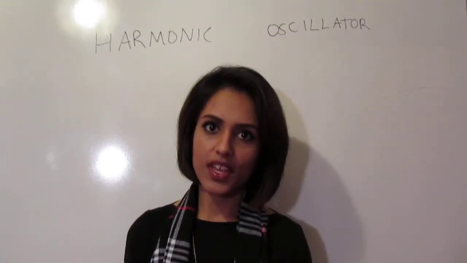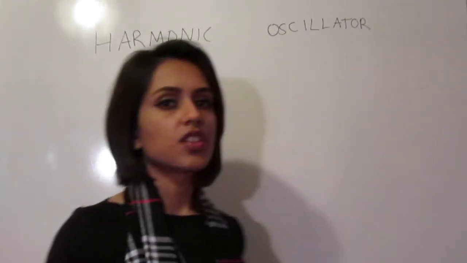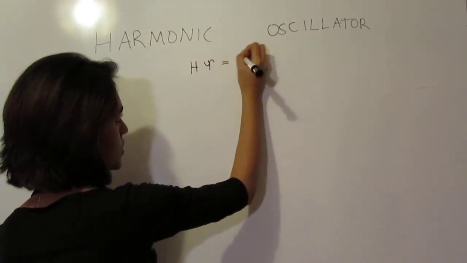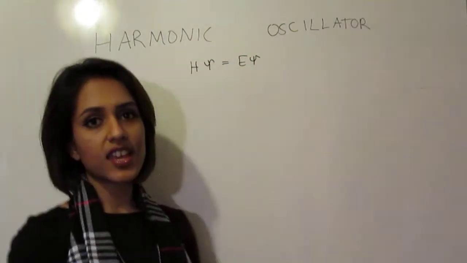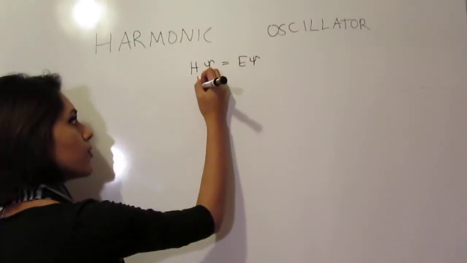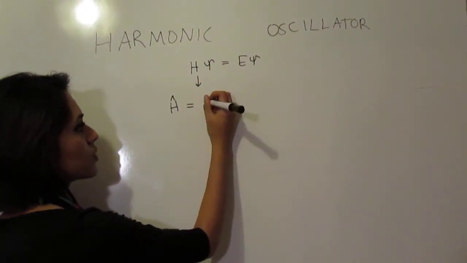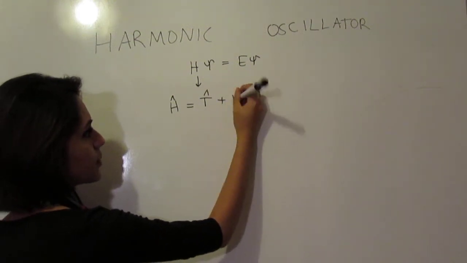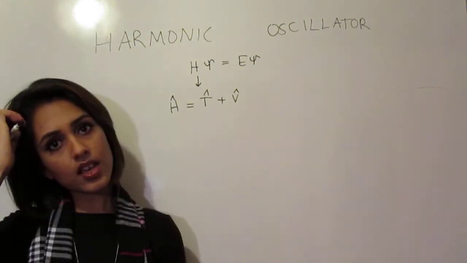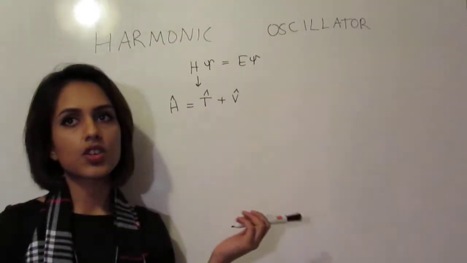Okay, today we're going to be solving the Schrodinger equation for the harmonic oscillator. As you guys probably already know, the Schrodinger equation comes in the form of H psi equals E psi, where H is the Hamiltonian and E equals energy. If we split this down further, we find that H as an operator equals the kinetic energy operator plus the potential energy operator. And basically to find the solution to the Schrodinger equation, we want to find out what the kinetic energy operator and the potential energy operator are in the first place.